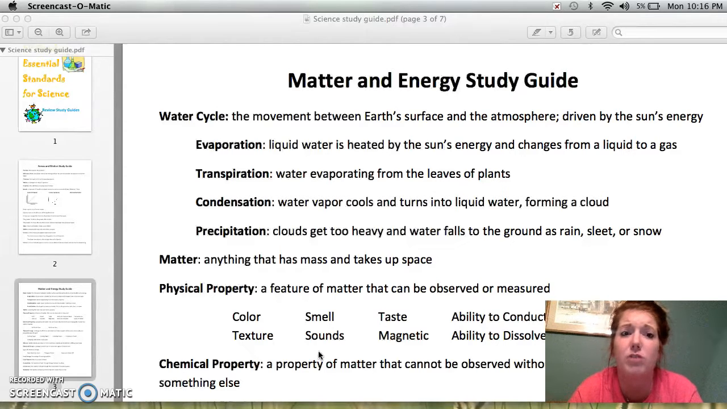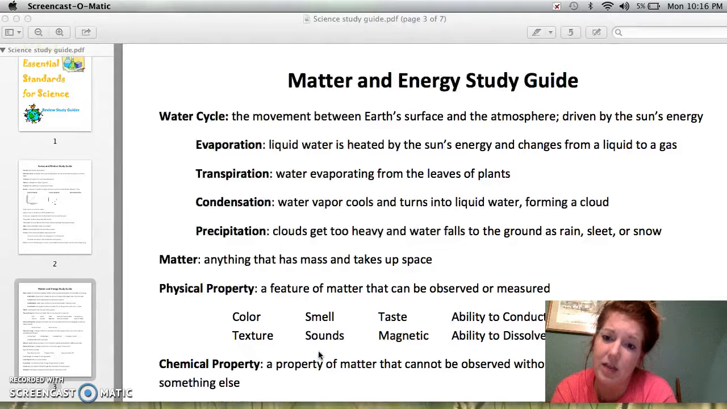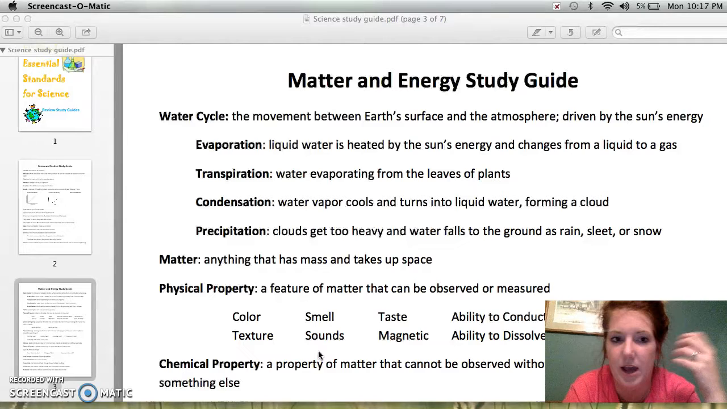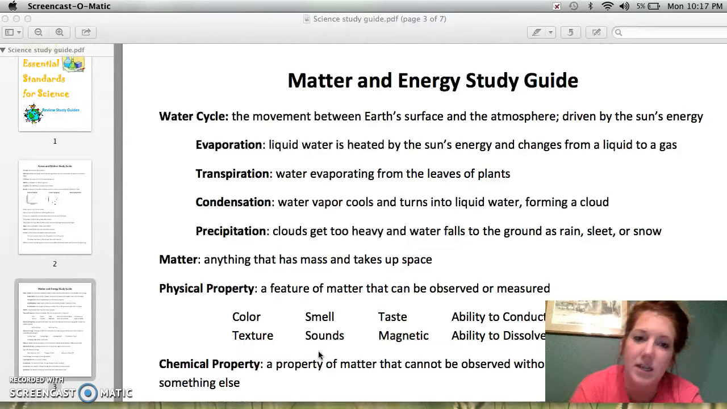But I want to spend a moment on transpiration. It's very similar to evaporation, but it's water evaporated from the leaves of plants. In third grade, you reviewed photosynthesis and knowing that plants absorb water, and a part of that is released back into the atmosphere through transpiration as the water within the plants evaporates and turns into water vapor and goes into the atmosphere. Matter, again, is anything that has mass and takes up space.